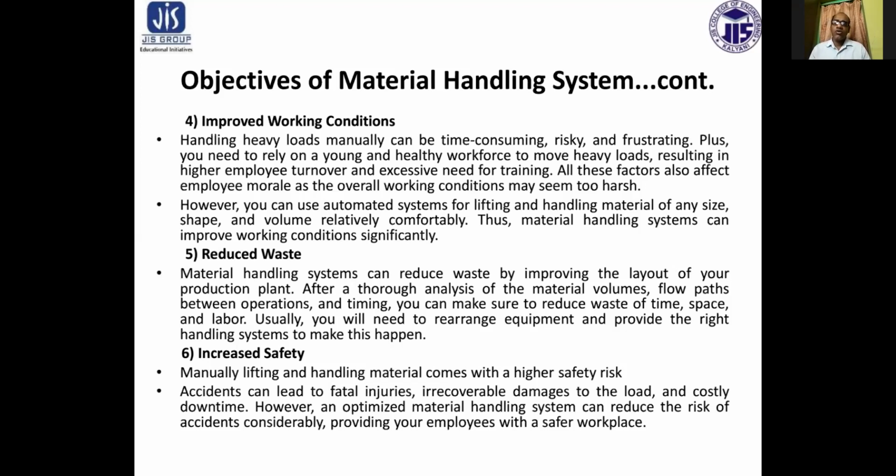However, one can use an automated system for lifting and handling material of any size, shape and volume relatively comfortably. Thus, a material handling system can improve working condition significantly.